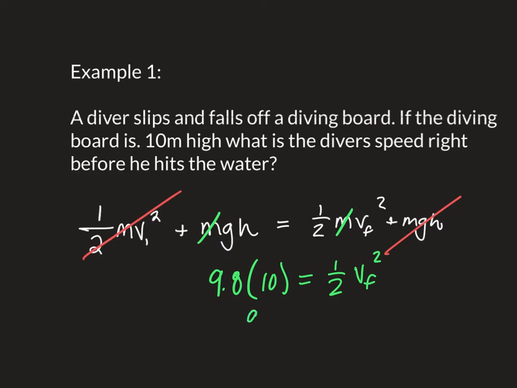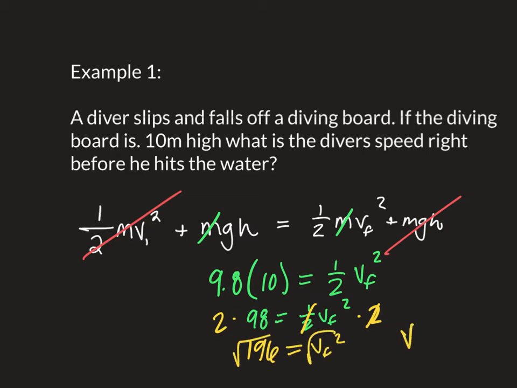So then we get 98 equals 1/2 vf squared. Multiply both sides by 2 to cancel out the 1/2. So 98 times 2 is going to give us 196. Take the square root of both sides. So v will equal, I believe, 14 meters per second.